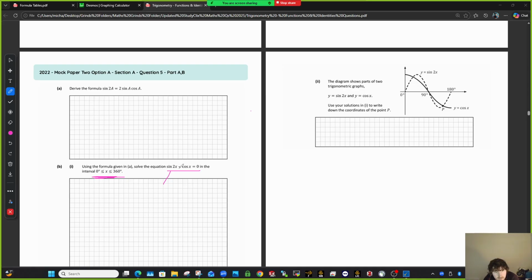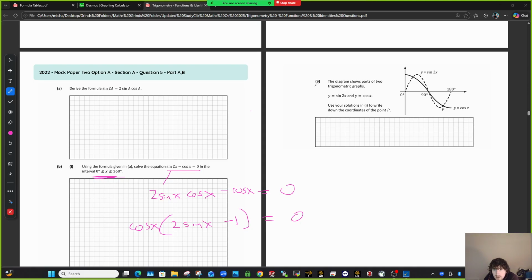It's just literally moved around, and you'd put that in as 2 sine x cos x, and then of course there's still your minus cos x there, equals 0. You factor out your cos x, and you get the 2 sine x minus 1, and it's really close to the question I just solved earlier. So just to see the bit of repetition in that there.